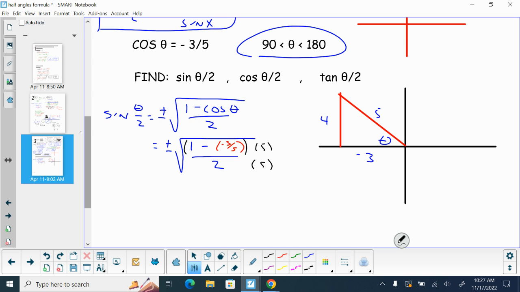Quantify 1 minus a negative 3/5 and quantity divided by 2. Hit your math button, hit enter, hit enter. It takes you back to a fraction. But once again, if you want to advance yourself, I can multiply top and bottom by 5. So we have 5 plus 3 divided by 10, which is 8/10, which is 4/5.